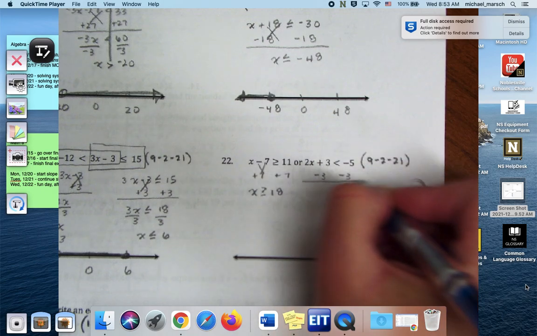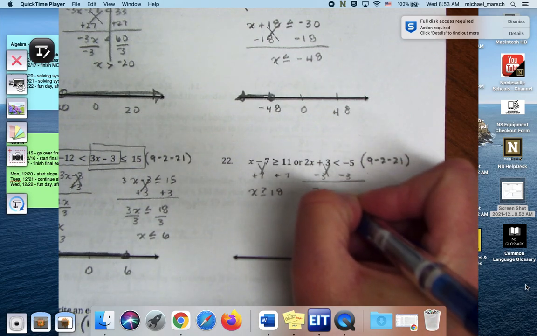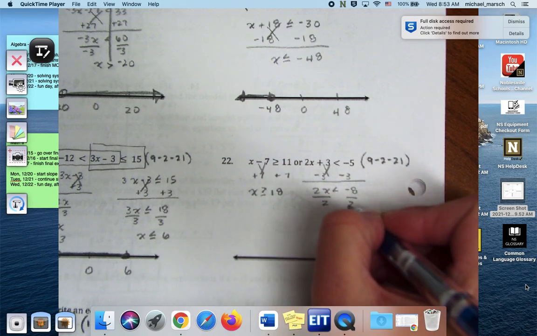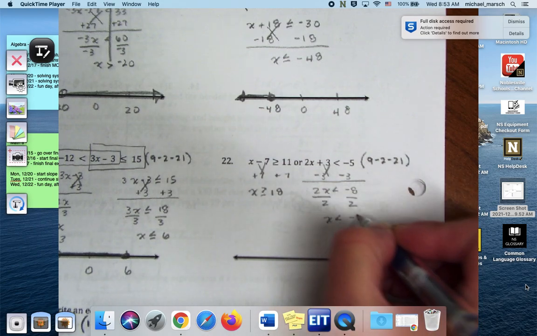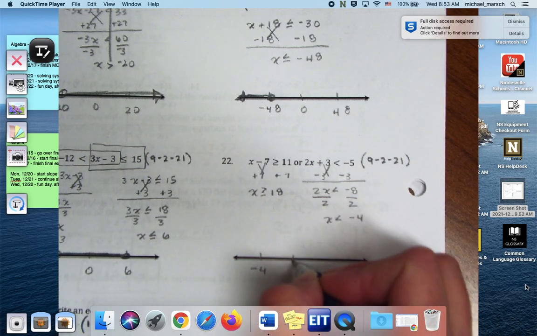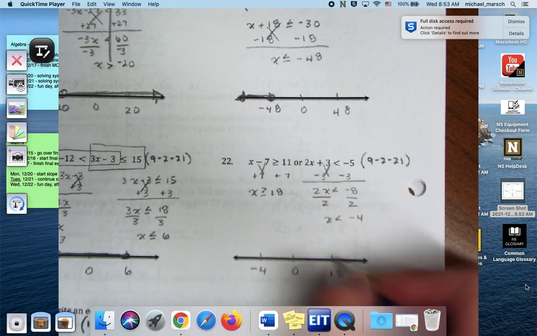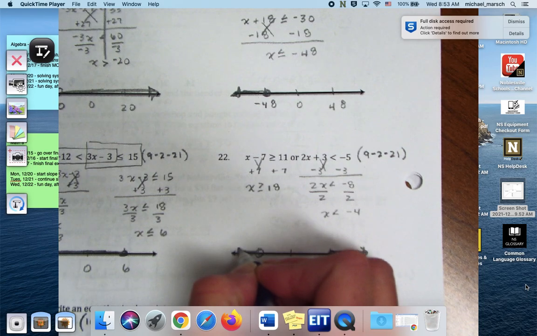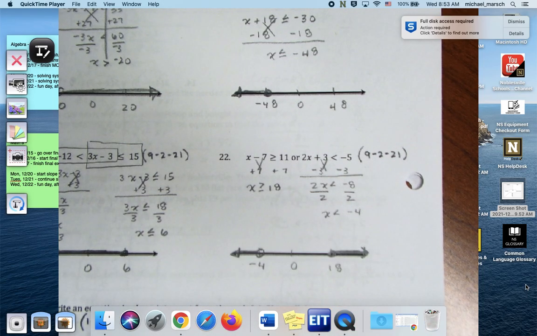Subtract 3 from both sides. 2x is less than negative 8. Divide by 2. X is less than negative 4. So I've got a negative 4, a 0, an 18. Greater than or equal to 18, so it's going to go to the right. Less than negative 4, so it's open and going to the left.